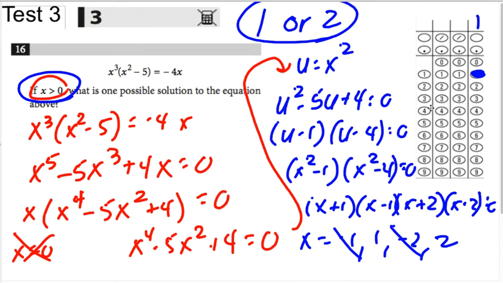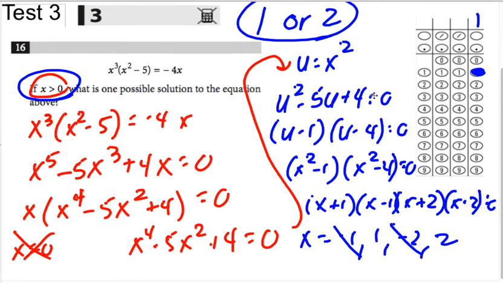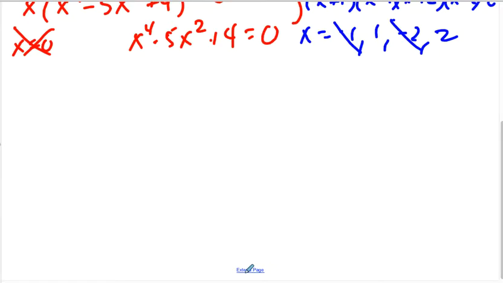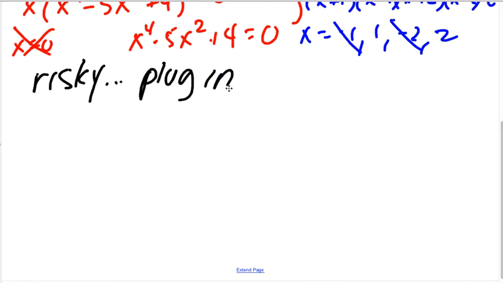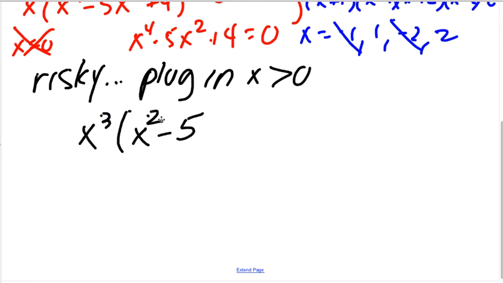Now, let's say you didn't see that, because that's pretty mathy, right? Let's say you were like, hey, I'm just not going to see that. The other way to do it is you could just guess and check and plug some numbers in, right? It's risky, but you could just plug in x values that are greater than 0, right? You have x cubed times x squared minus 5 equals a negative 4x.